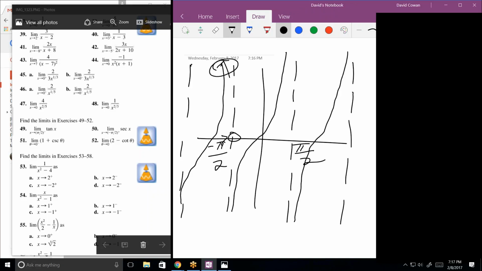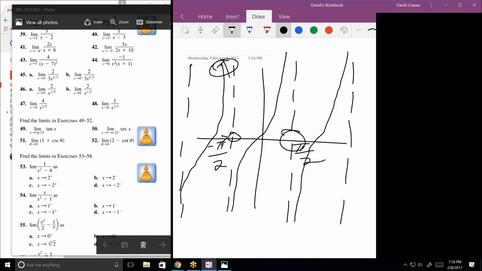What is it as I approach it from the right? Hold on. Let's talk about tangent x first. What would it be if I approached from the right? Infinity, it looks like. Well, I'm sorry, I kind of screwed this up. First of all, we're approaching pi/2, not -pi/2. Let's see if it matters.